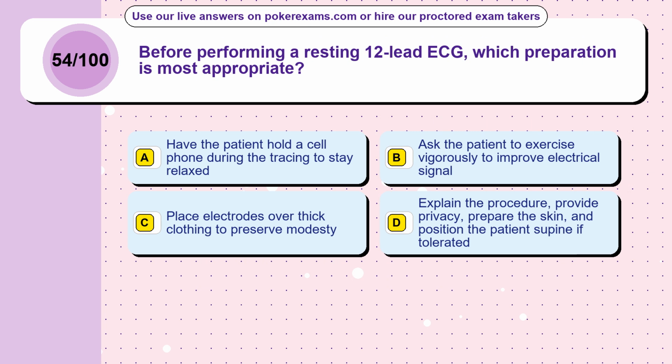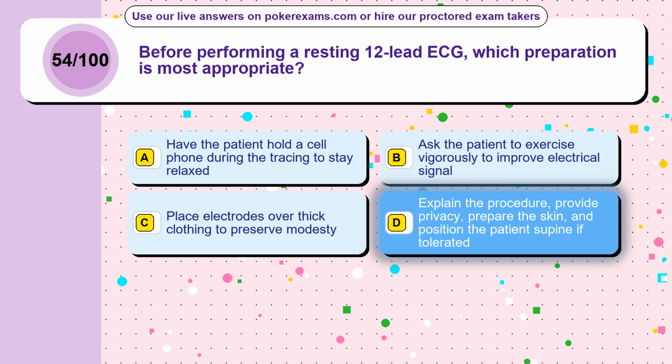Question 54. Before performing a resting 12-lead ECG, which preparation is most appropriate? Option A. Have the patient hold a cell phone during the tracing to stay relaxed. Option B. Ask the patient to exercise vigorously to improve electrical signal. Option C. Place electrodes over thick clothing to preserve modesty. Option D. Explain the procedure, provide privacy, prepare the skin, and position the patient supine if tolerated.